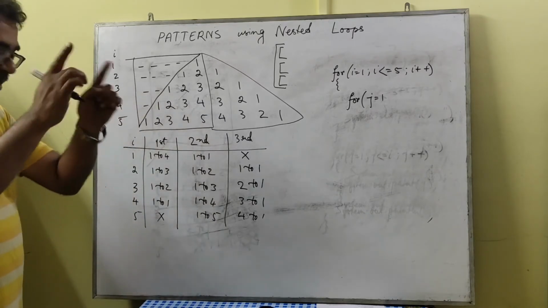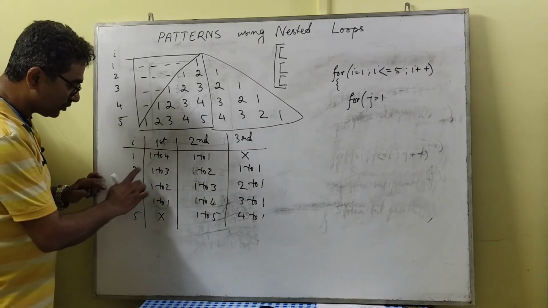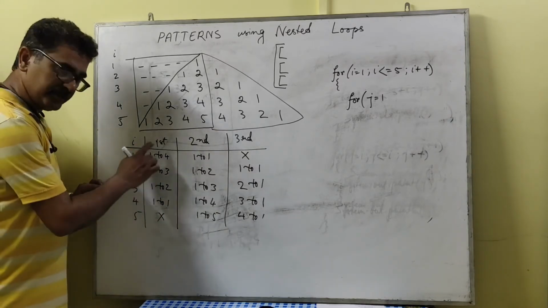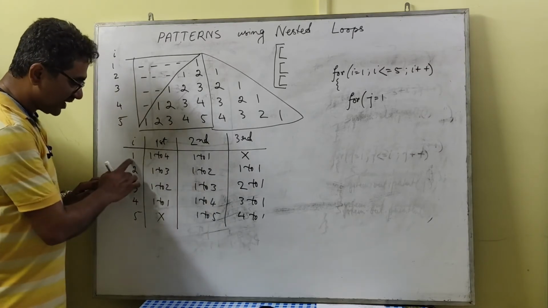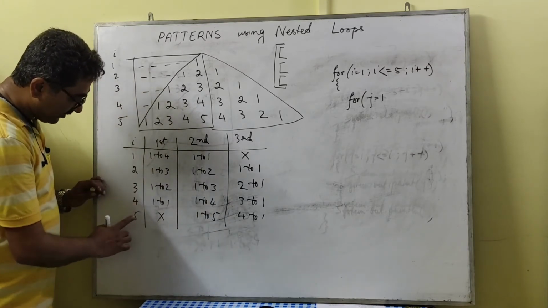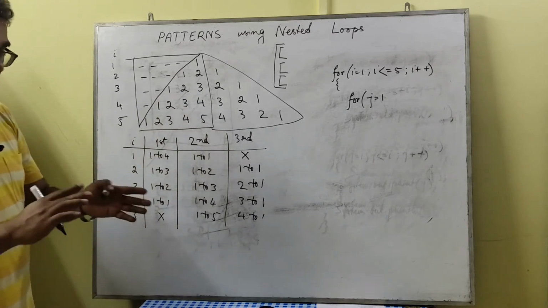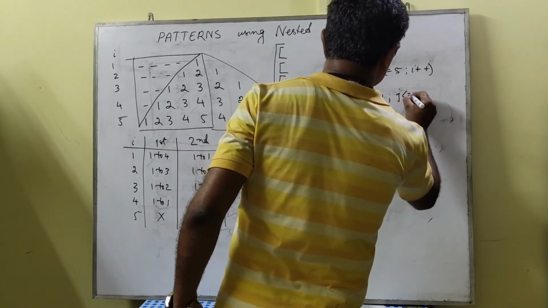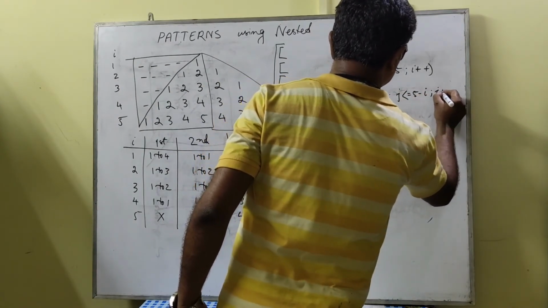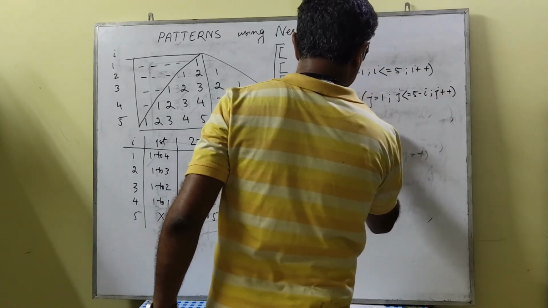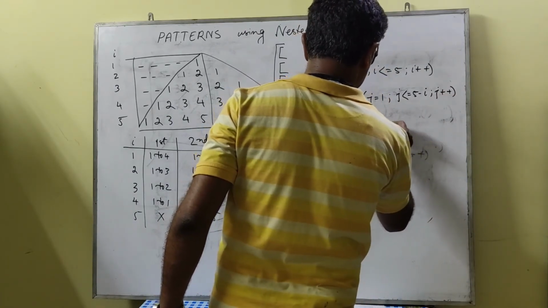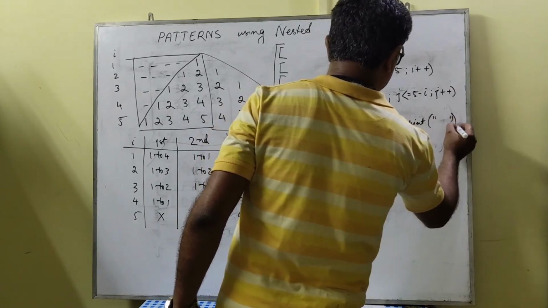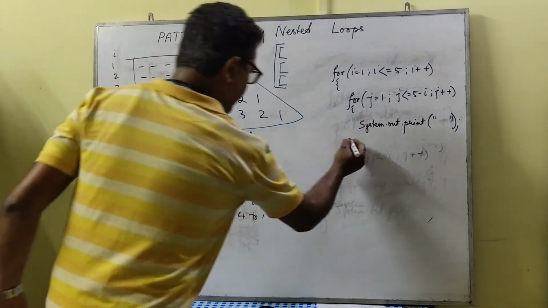So the technique is we are going to sum. So 1 plus 4 is 5, 2 plus 3 is 5, 3 plus 2 is 5, 4 plus 1 is 5. So naturally, this loop runs from 1 till 5 minus I. 5 minus 1 is 4, 5 minus 2 is 3, 5 minus 4 is 1, 5 minus 5 is 0. So we can tell it ends at 5 minus I. So j less than equal to 5 minus I. And here we can print the spaces, because the first half is full of spaces.